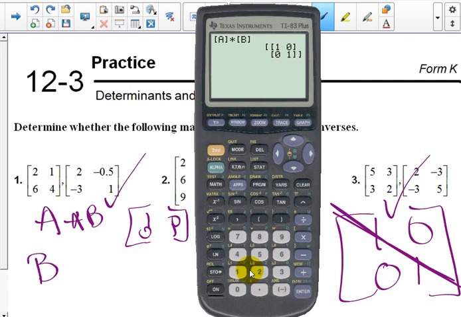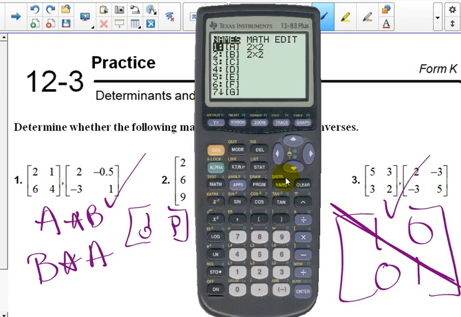Now we have to do the same with B times A. So repeat the process, doing B times A. See if you get the same thing. And don't clear this out, because this is what I'm going to be checking. So matrix B times matrix A.